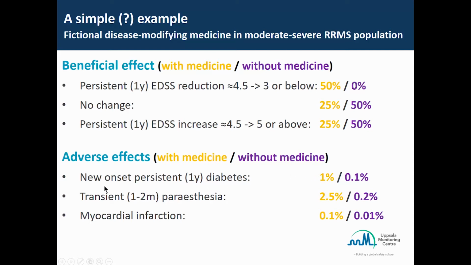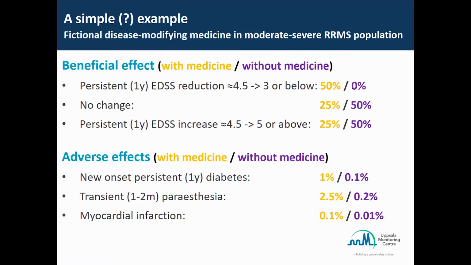The second adverse effect is transient paresthesia for 1 to 2 months, which occurs in 2.5% of the treated patients and only 0.2% of the non-treated patients. And then finally we have myocardial infarction down here, 0.1% compared to 0.1%.